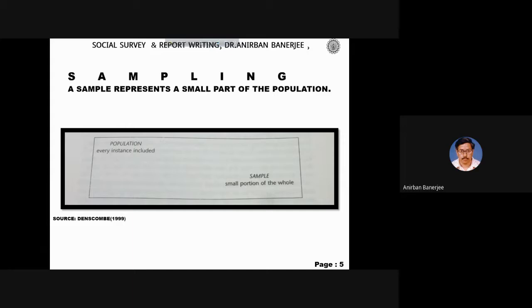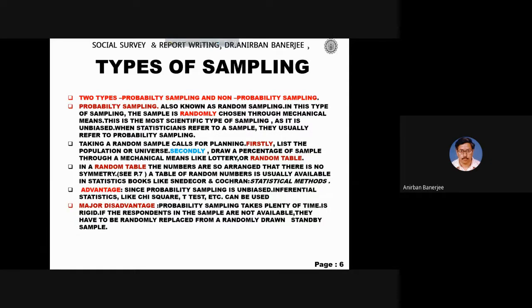Here we'll discuss sampling. A sample represents a small part of the population. See, in a population, every instance is included, but in a sample, a small portion of the whole is included. Types of sampling. There are two types: probability sampling and non-probability sampling.